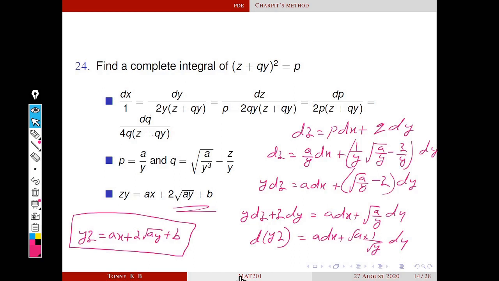In general, problems of Charpit's method are not comparatively easy. In some of the forthcoming sessions, we will discuss special cases of Charpit's method which are comparatively easy to evaluate.